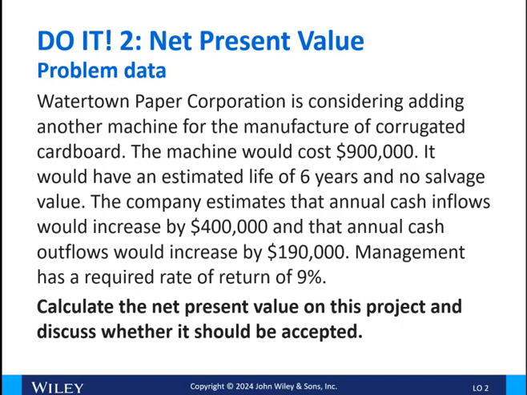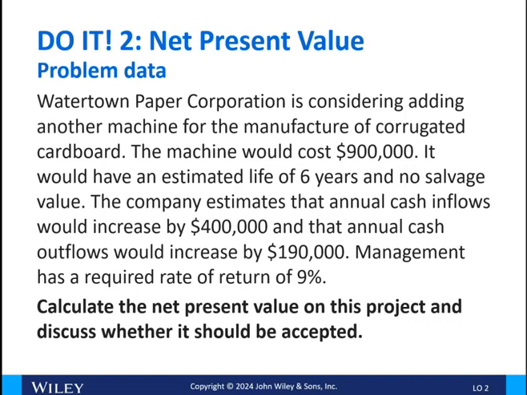So we're going to calculate the net present value of this project and determine if it is acceptable or not. We'll start by getting our annual cash flows. So $400,000 inflow, $190,000 outflow. The net is $210,000 inflow.